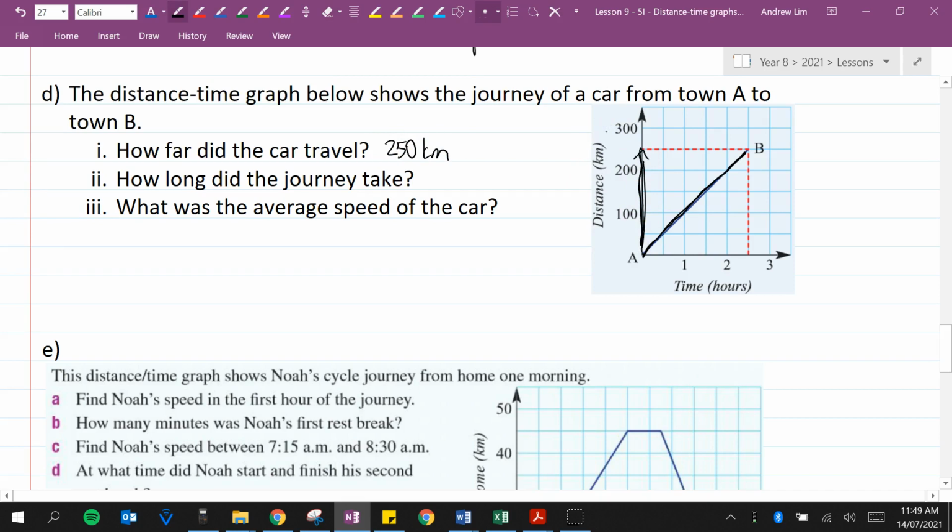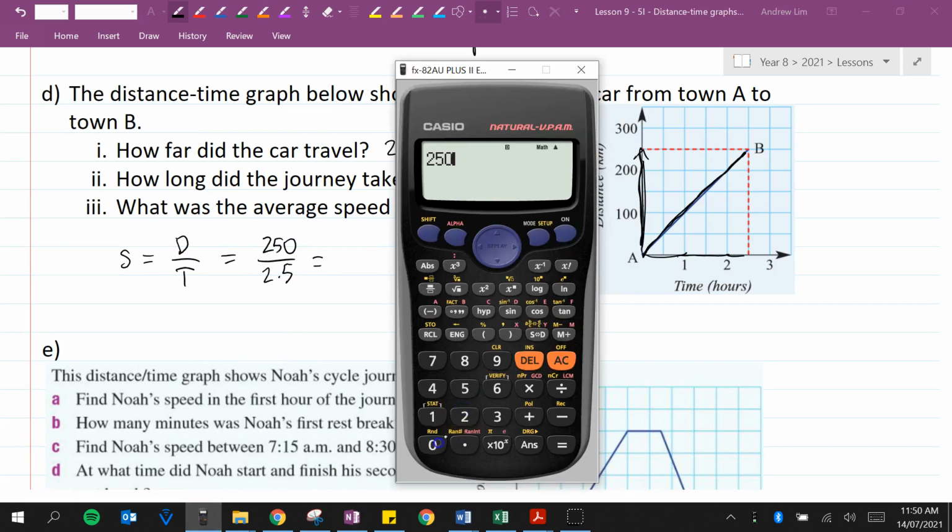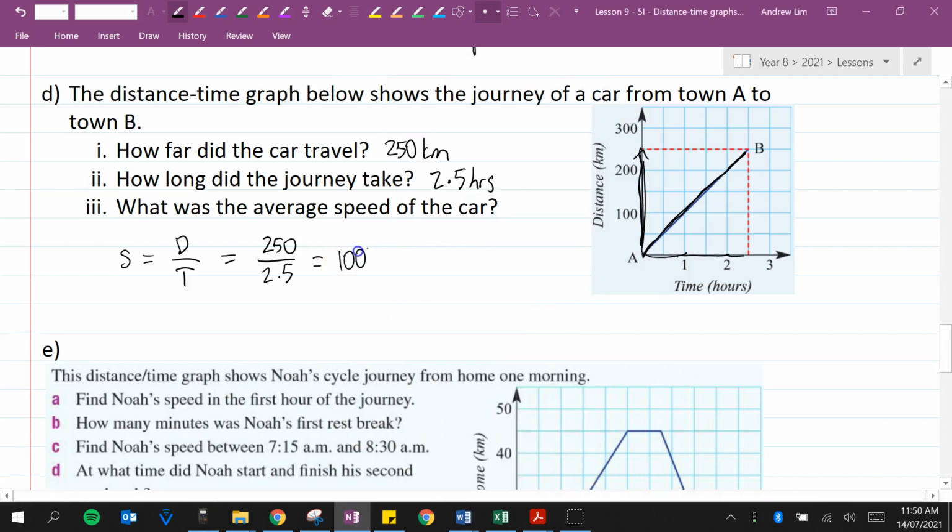How long did the journey take? Well, it took us 1 hour, 2 hours, 2.5 hours. So the average speed, well, we know speed is equal to distance over time. Distance is 250, time is 2.5 hours. So when we divide 250 by 2.5, we get 100 kilometers per hour. If you want to, you can write this. That helps you to know it's top divided by bottom, and then the units is kilometers per hour.